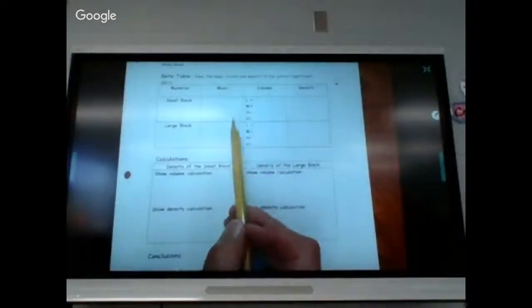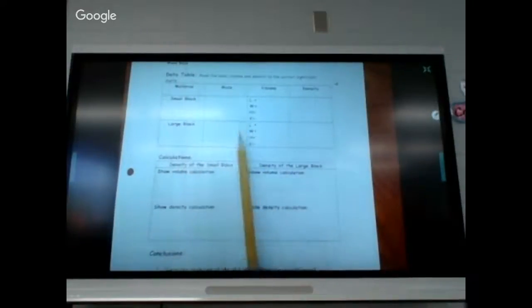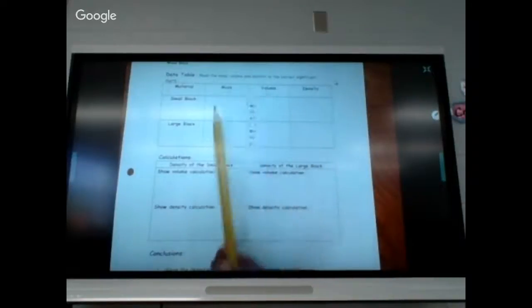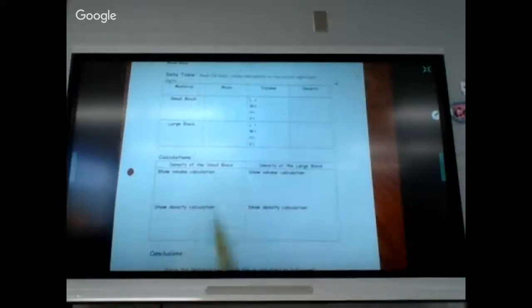I'm sure it's them, it's not you. Now, when you fill these in, nothing hard about these, okay? This is a data table. You only show your readings here. You do not show any calculations in this section. Everybody hear me? So I don't want to see any math up here. All of the math or calculations is shown in this bottom section.